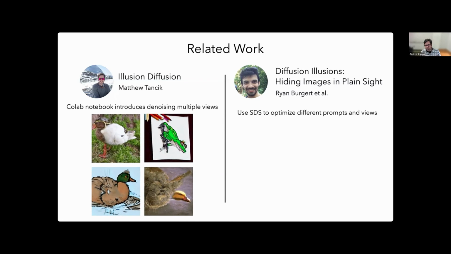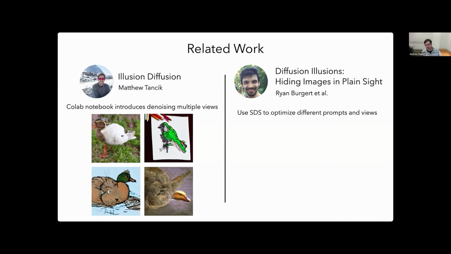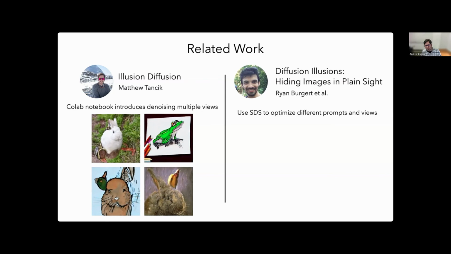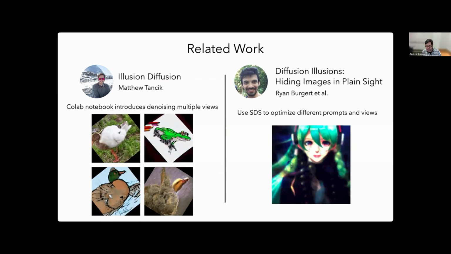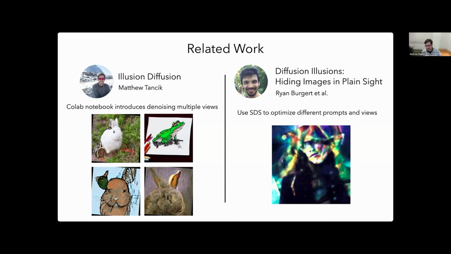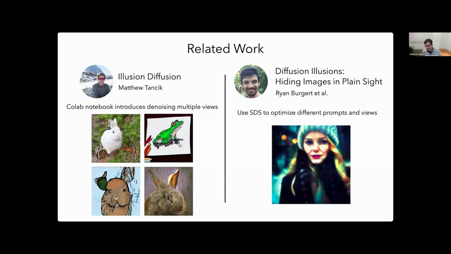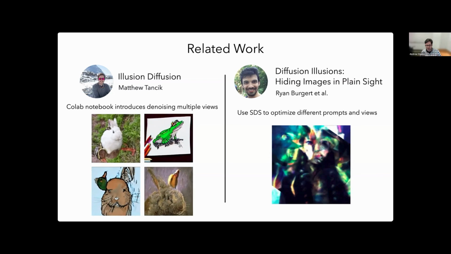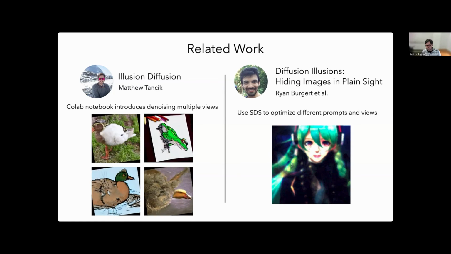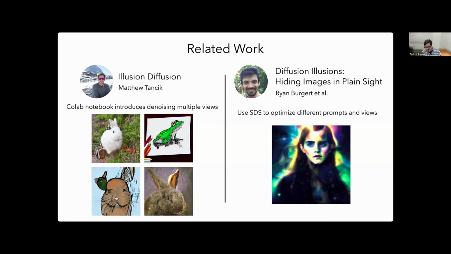Secondly, there's a work called Diffusion Illusions, which was a CVPR demo from last year that has a very different approach. They use score distillation sampling, a really interesting technique that's been used a lot in 3D generation. They use that to generate different types of illusions, such as these, where you can create images by adding different layers together and get different images as a result.